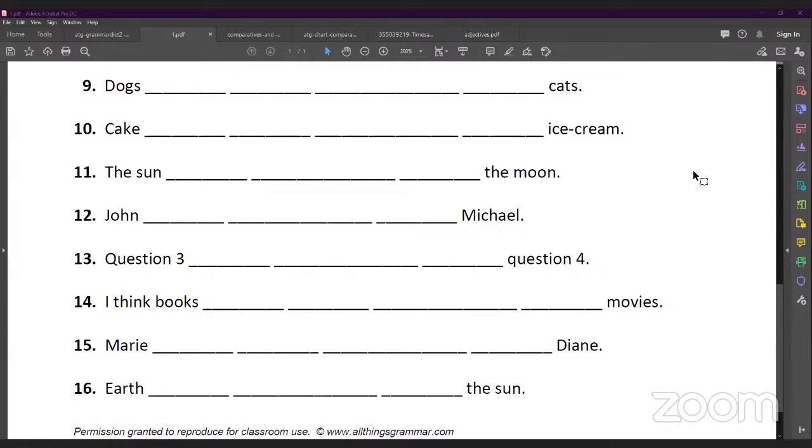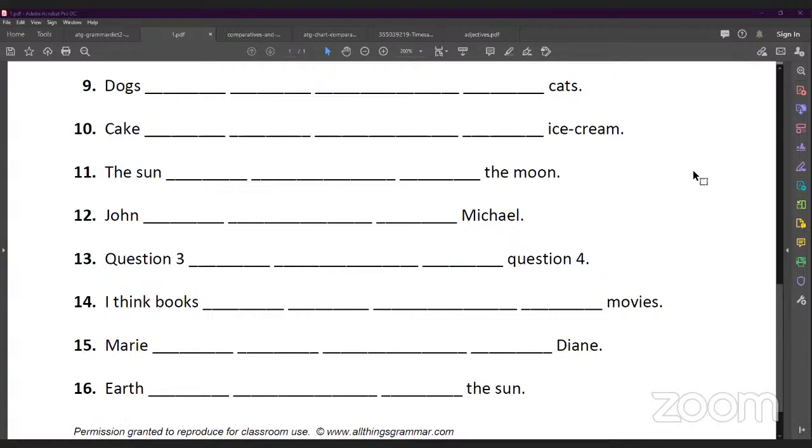John is busier than Michelle. Question 3 is easier than question 4. Okay, easier. Okay, that works for me. Easier. Okay, so the last student, 14, 15, and 16. 3 exercises, please. Another volunteer.